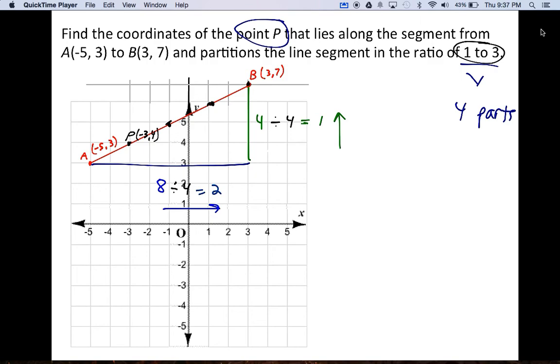Now just a quick scenario here, what if I said ratio of 3 to 1? If I said a ratio of 3 to 1, I would want to pick this point right here, because that would give us 3 on one side and 1 on the other. Alright, so just a heads up if that was switched.